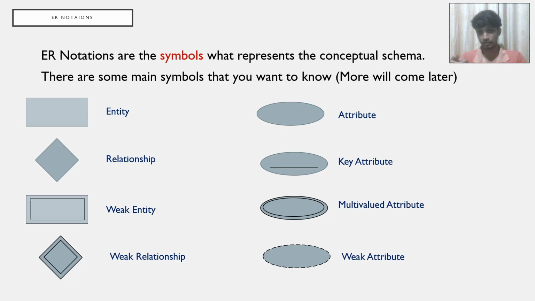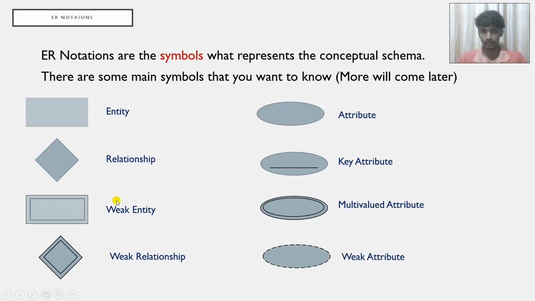This attribute is the multi-valued attribute, which has two oval outlines, and this one is for the weak attribute. If you analyze the weak entity, weak relationship and weak attribute, they do not follow the same model. The weak entity and weak relationship have two lines, but the weak attribute does not have two outlines. The one having two outlines is the multi-valued attribute.